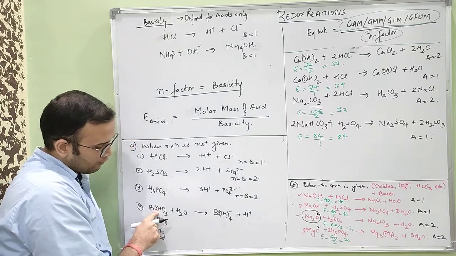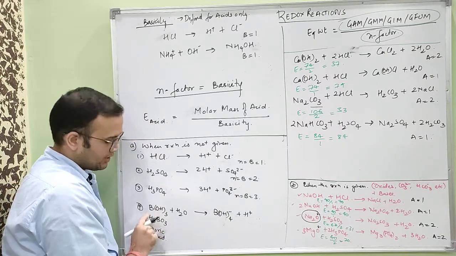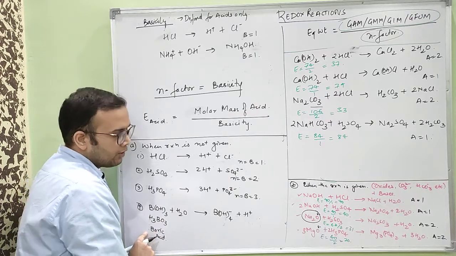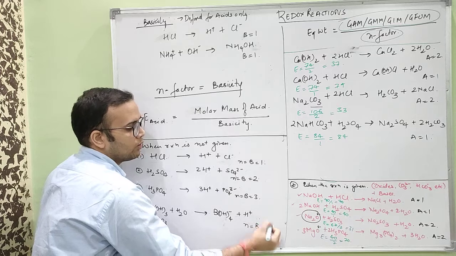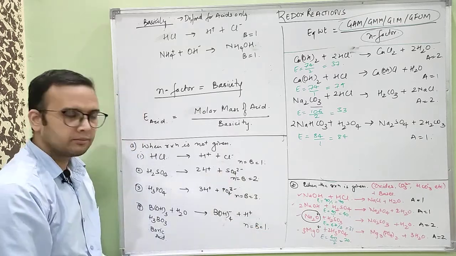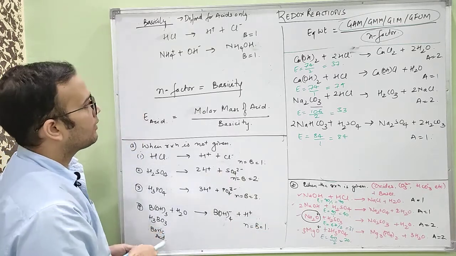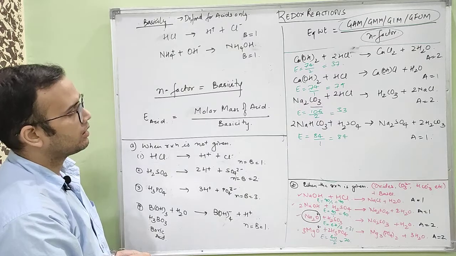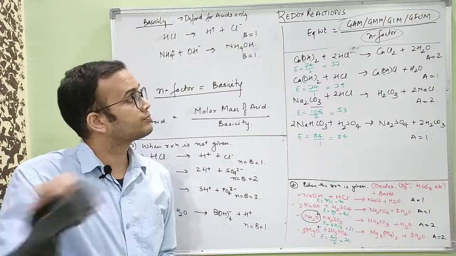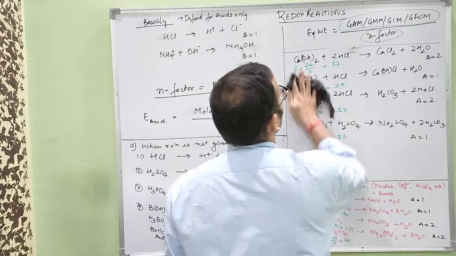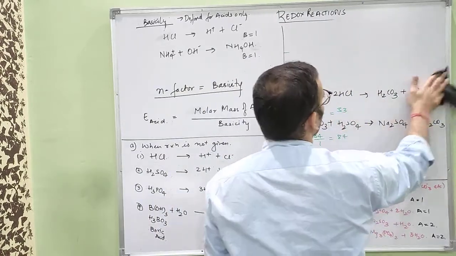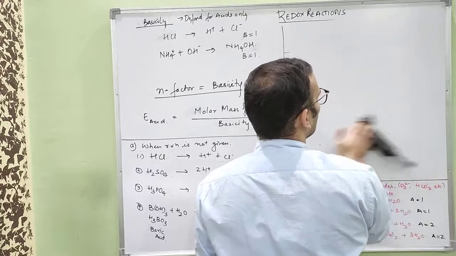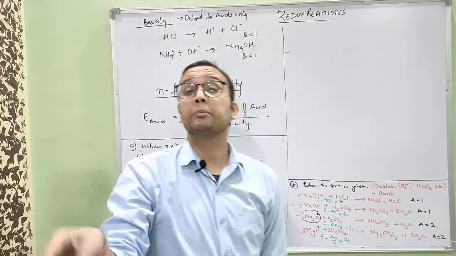So per molecule of boric acid, H3BO3, we are getting 1 H plus. That means here N equals B equals 1 only. Got it? Okay. Here I want to take some more examples. This is very, very important because people make mistakes.